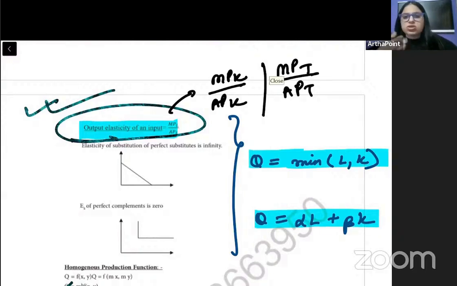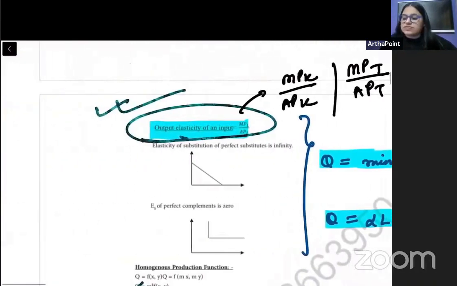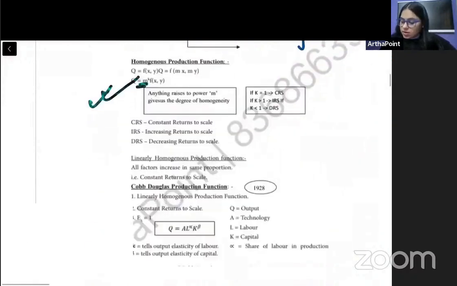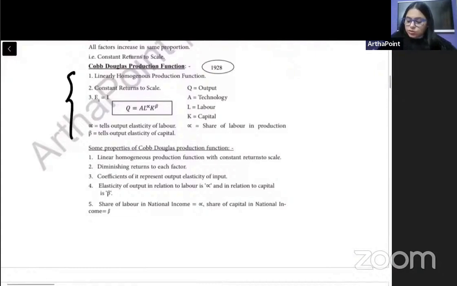Because you highlighted that it can be power of labor or capital, I just want to highlight that that is only possible if it is a Cobb-Douglas function. But what if it is not Cobb-Douglas? What if I'm given some other kind of function? What if I'm given this, that Q is equal to LK plus L? Then I have to go ahead and calculate, right? So then this formula is very handy for me to go ahead and solve. Okay, beta. Now let us go ahead and talk about the Cobb-Douglas production function.